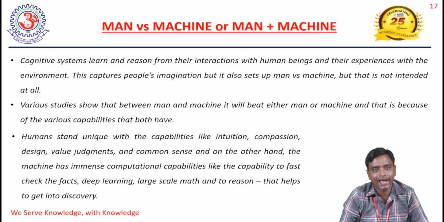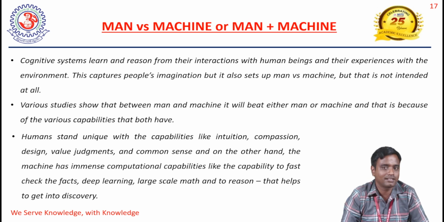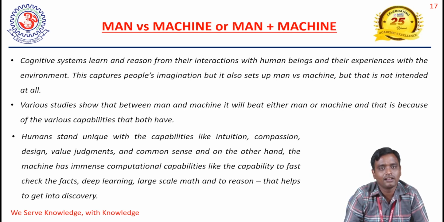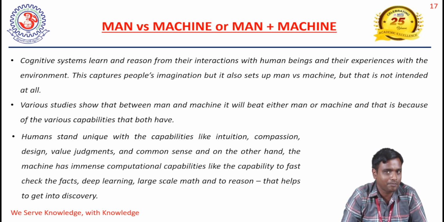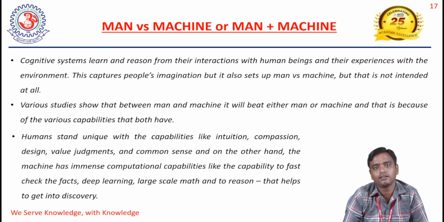And next is man versus machine or man plus machine. So this is something which explains how cognition works, that is a man versus machine or man plus machine. So cognitive systems learn and reason from the interactions with human beings and their experiences with the environment. This captures people's imagination, but it also sets up man versus machine. But that is not intended at all.